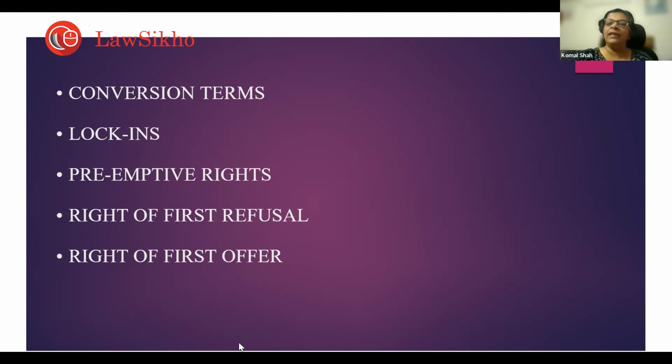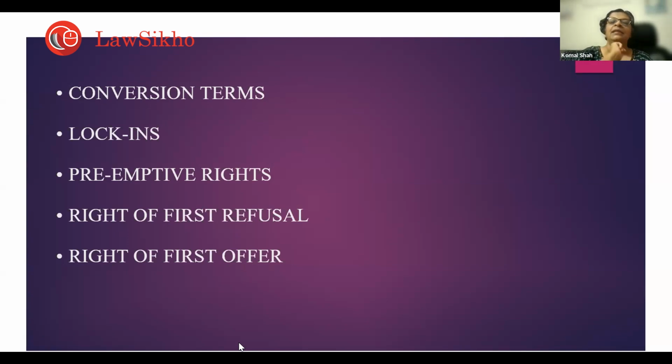Right of first offer is not commonly used in investment transactions. I have kind of never seen it being used. It's more used in property related transactions, but I can just make a reference to it. I've not seen it being used in any shareholders or share subscription agreements.